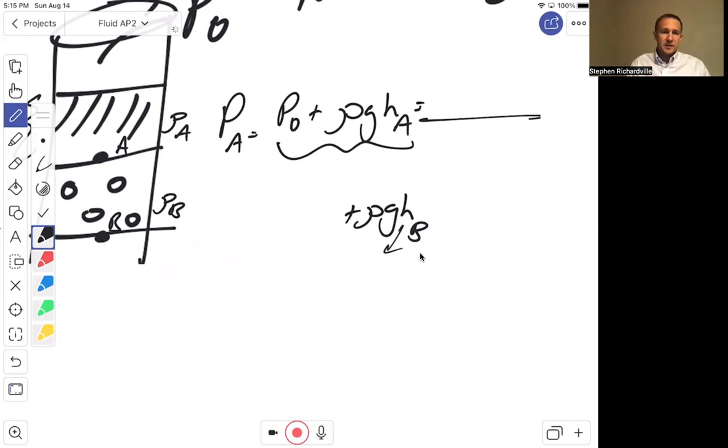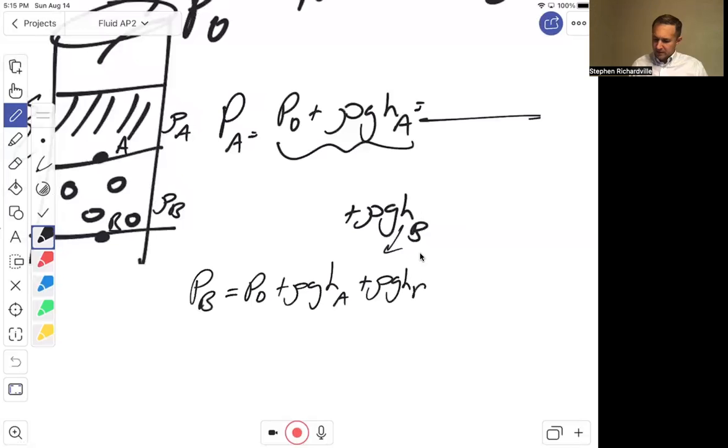And that kind of makes sense, right? So the pressure at B, I could do as one big equation, P naught plus rho GH of A plus rho GH of B. Or if I already knew the pressure at A, I could just add to B. And that gives me the pressure.